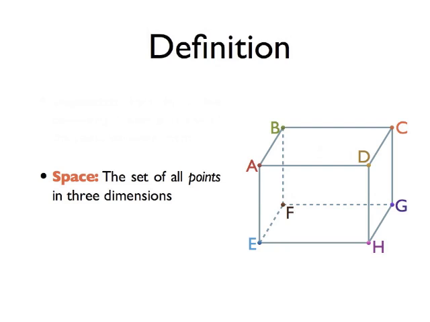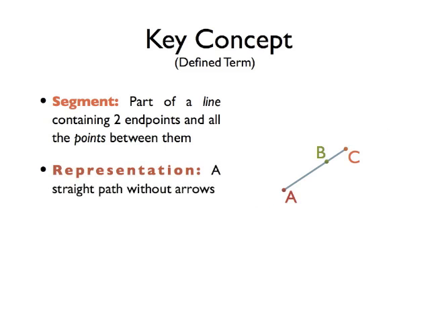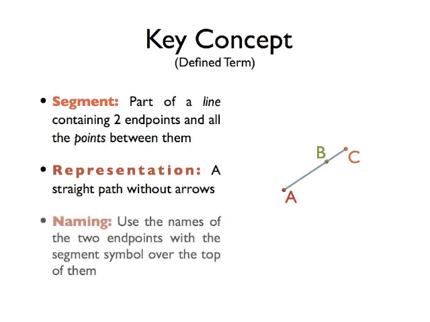Moving on to more definitions. Now that we know what a line is, let's kind of take it apart. A segment is a part of a line containing 2 endpoints and all the points in between them. We represent it by a straight path with no arrows, and we name it using those 2 endpoints. So you will see in this figure that we have segment AC.